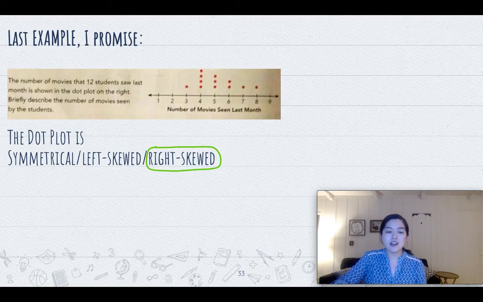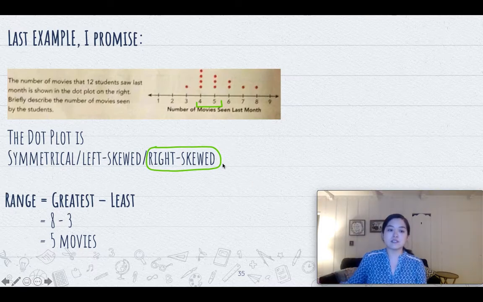Okay? And it looks like a lot of the data falls between 4 and 5 movies because I see in 4 there's 1, 2, 3, 4 students who saw it. 5 movies, there's 1, 2, 3 students who saw 5 movies. Okay, so most of the data falls between 4 and 5.